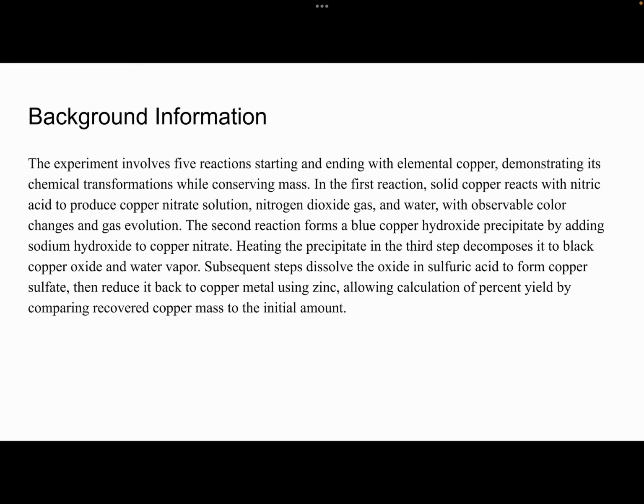The background information: this experiment involves 5 reactions, starting and ending with the element copper. This will demonstrate chemical transformations while conserving mass. In this lab, we will be practicing the law of conservation of mass.